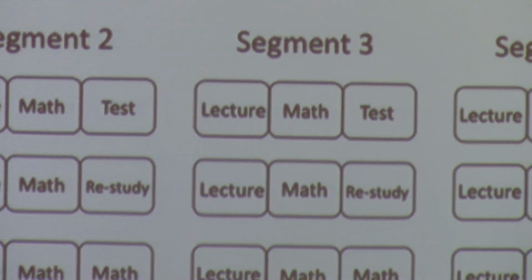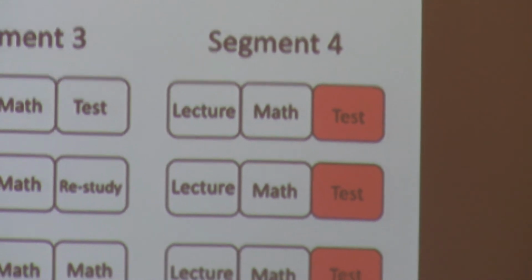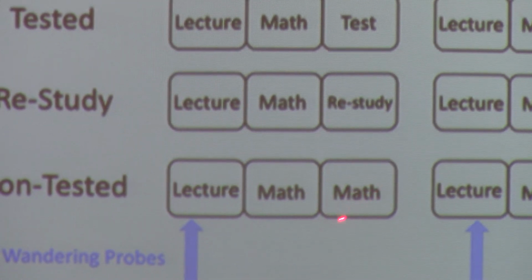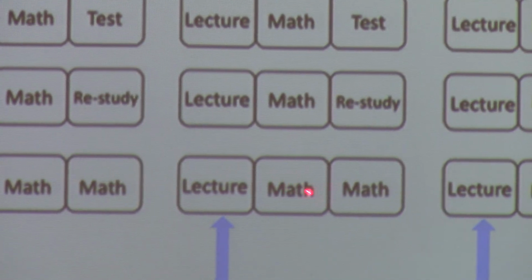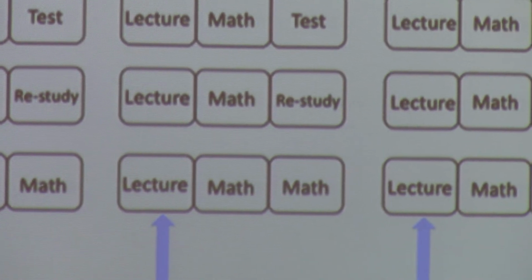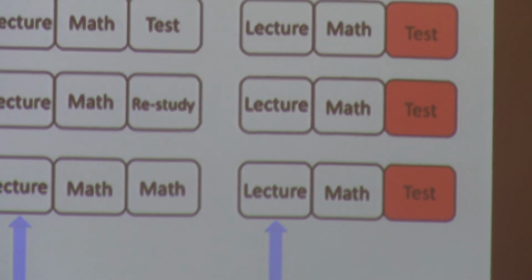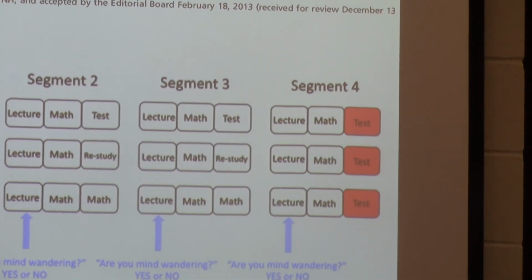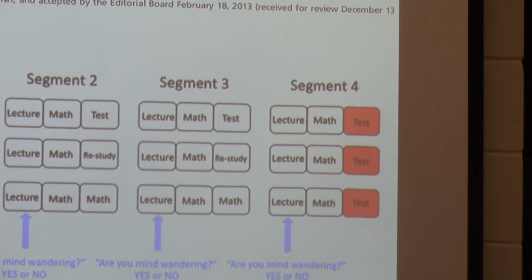They also had a non-tested condition, where they just watched the video segments, did some math, did some more arithmetic problems, watched the video segment, did more math, and so on and so forth. The important thing is, across these 3 different conditions, 3 different groups, all groups were tested after the 4th segment. So you can see in red here, all groups received a test on segment 4, the fourth video that they watched.